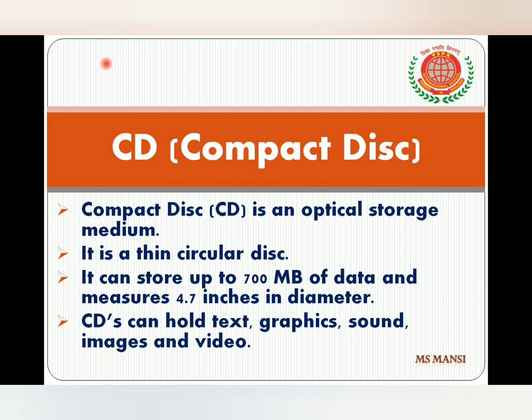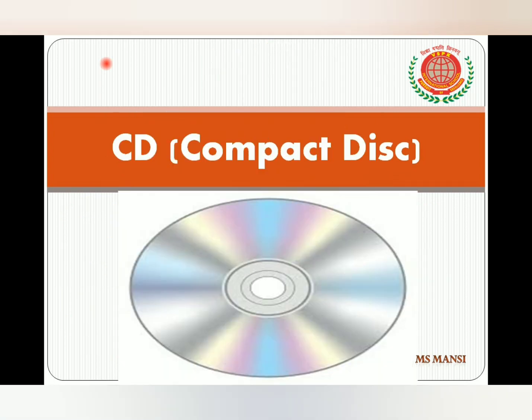CD is an optical storage medium. In this we can store our data. It is a thin circular disk. It can store up to 700 MB of data. MB means megabyte. And it is 4.7 inches in diameter. CD can hold text, graphics, sound, images, and video. This is the representation of CD. CD is like this.